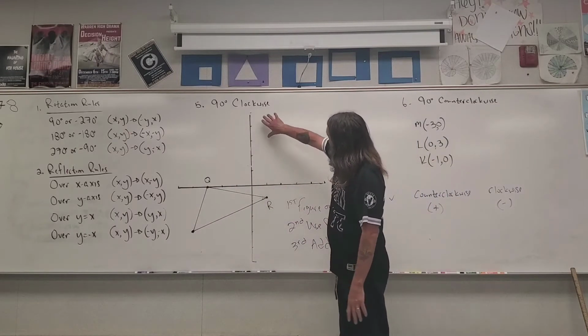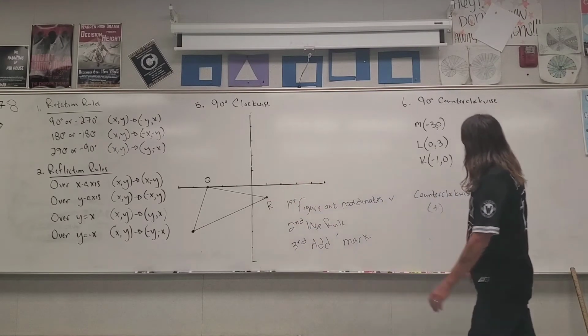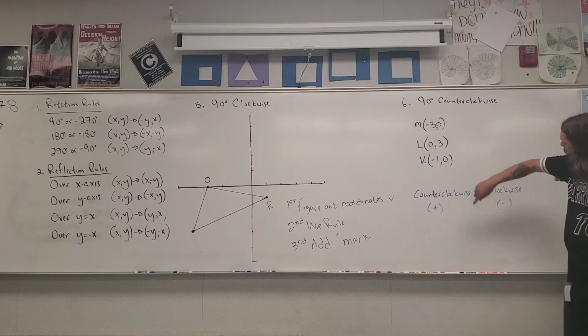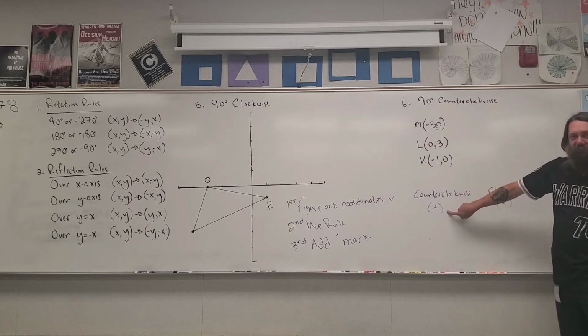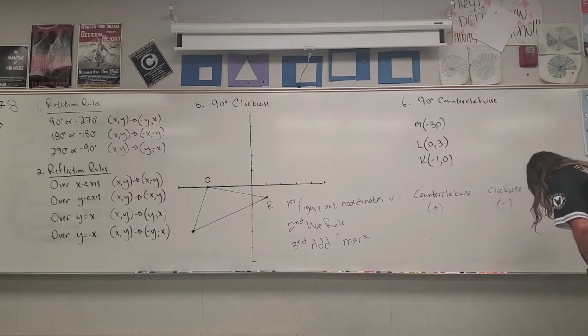Problem 5 is asking you to rotate 90 degrees clockwise. And problem 6 is asking you to rotate 90 degrees counterclockwise. Now I added something. Counterclockwise is positive, and clockwise is negative. As I knock over this ruler, which I will eventually trip over. There we go, let me put you out of the way.